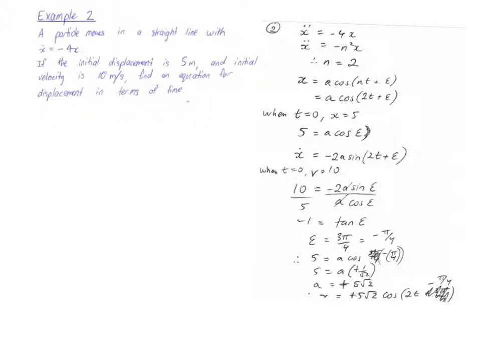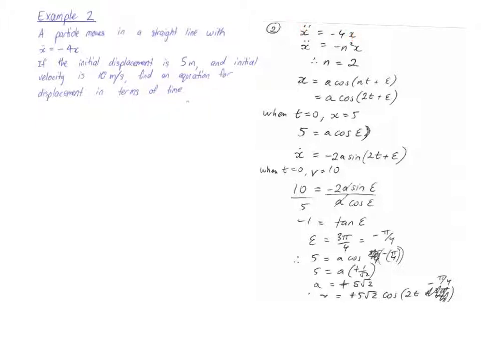Right, the next example: a particle moves in a straight line such that acceleration equals -4x. As soon as you see something like that, where the acceleration is proportional to displacement, then you know it's going to be simple harmonic motion. The initial displacement is 5 meters. That means when t equals 0, x equals 5 meters. And initial velocity, so that means t equals 0, velocity equals 10. Find an equation for displacement in terms of time.